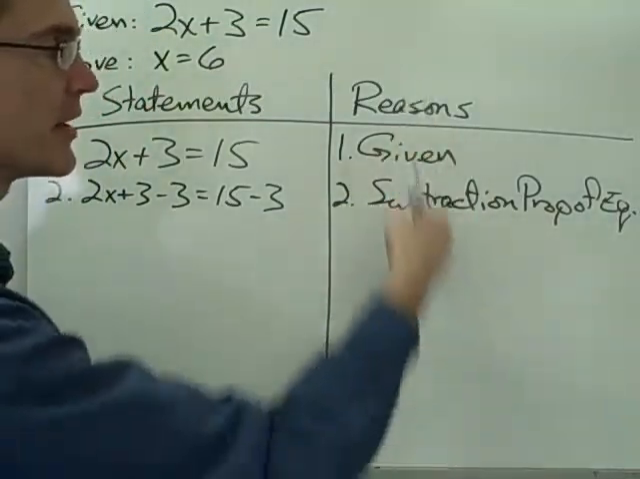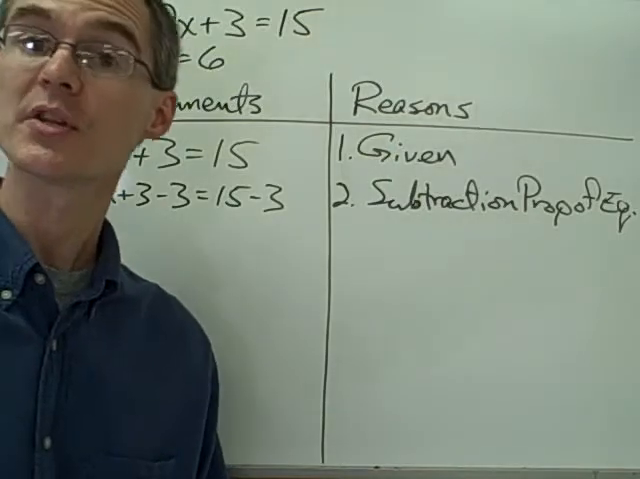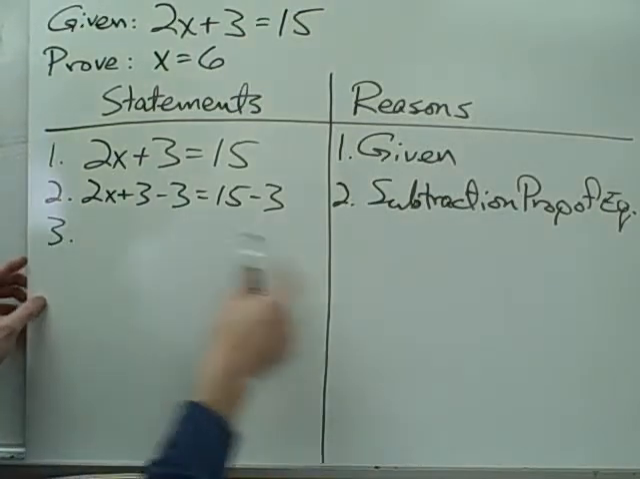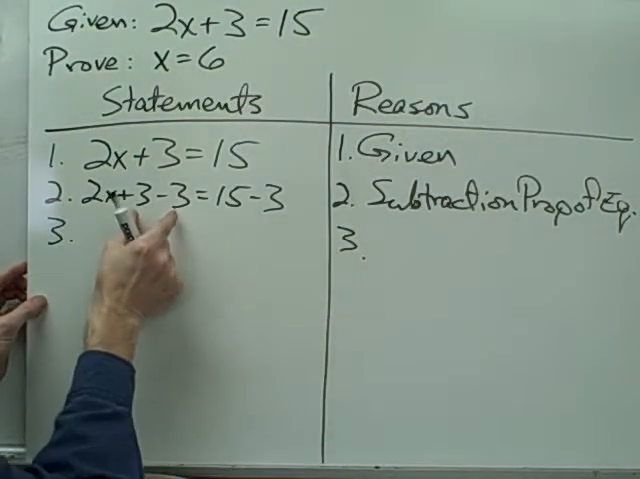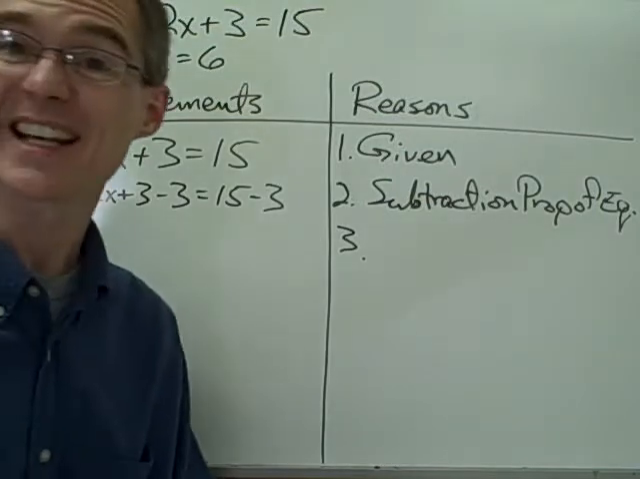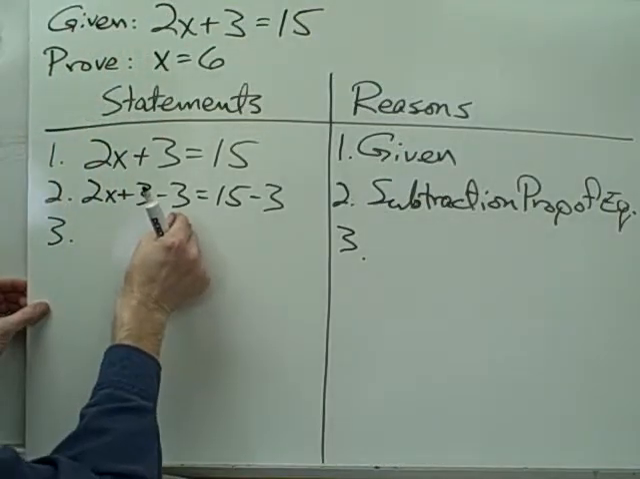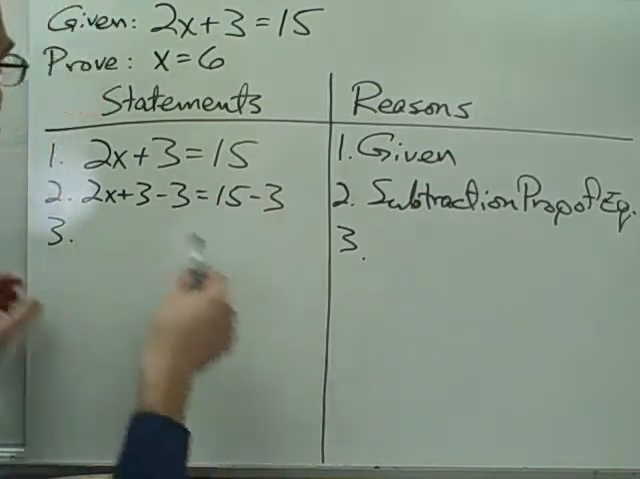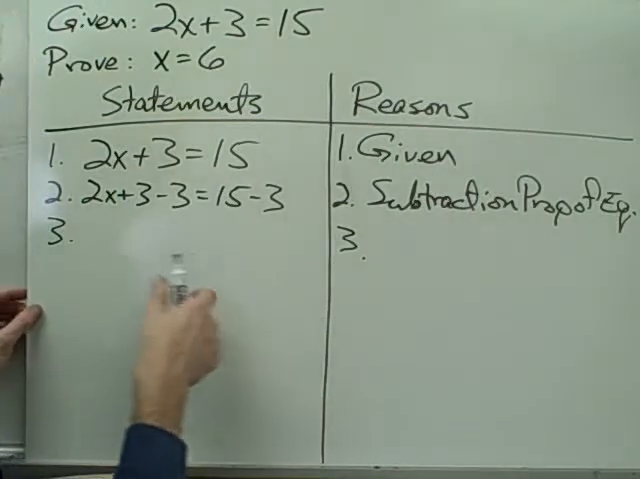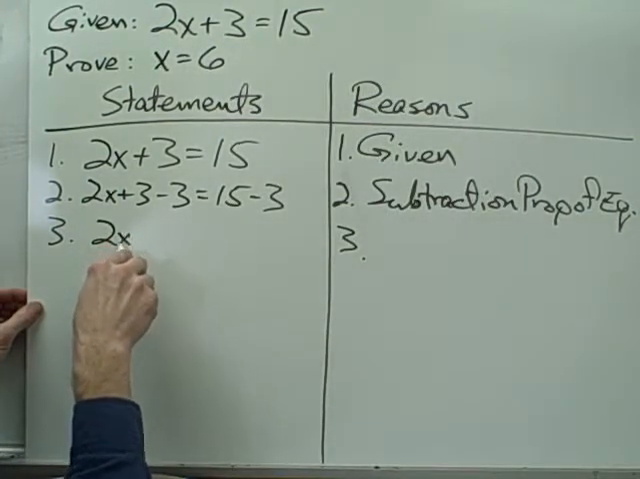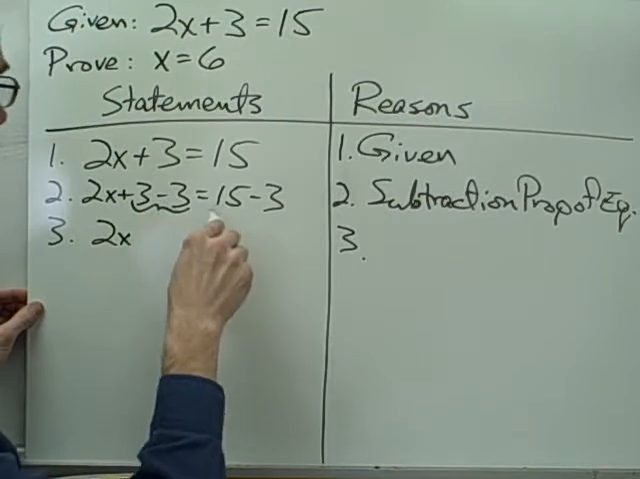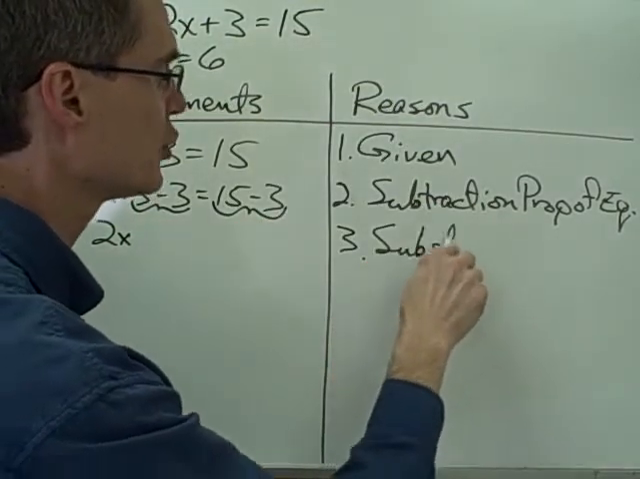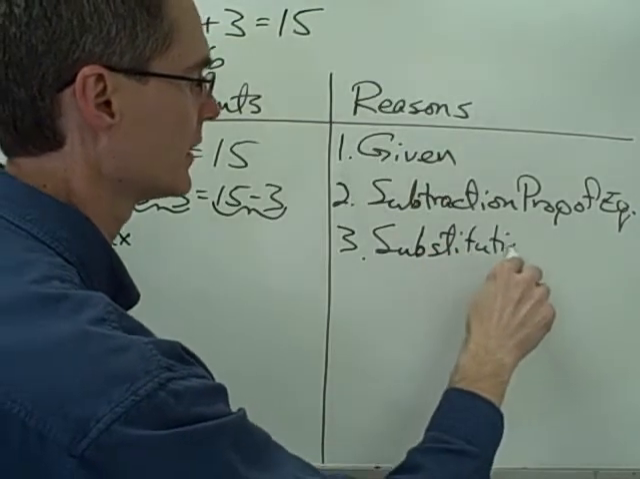Each one of our reasons here is going to be one of our properties of equality. So my next statement here, I'm going to do what normally I would call collecting like terms. My positive 3 and my negative 3 kind of cancel each other out, and my 15 minus 3, I combine those into 12. But collecting like terms is not one of the reasons that I use. And the reason that I'm going to be using here is actually going to be the substitution property of equality.